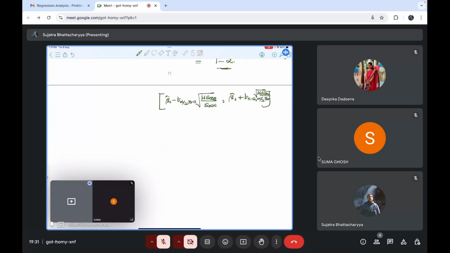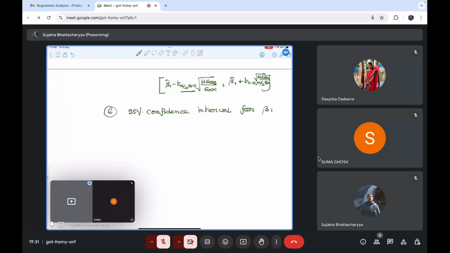And so in the sixth problem, the question which I have posed, you find the 95% confidence interval for beta 1. Okay, so let us do it. First, we need to find out this thing, t alpha by 2, n minus 2. So what is this alpha? It will be 0.05 because it is 95%.